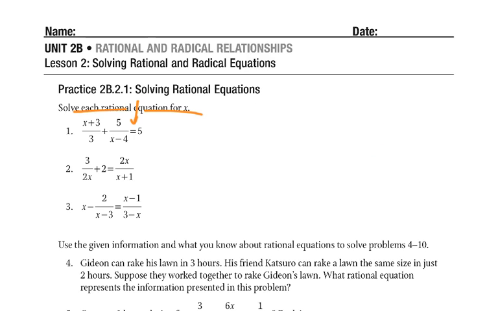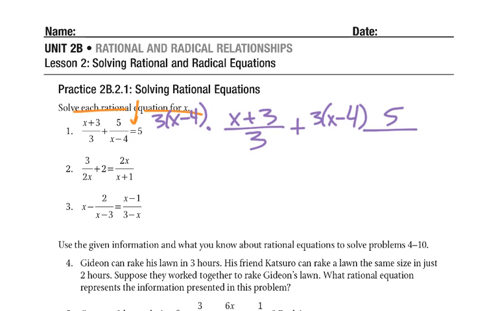Let me give myself a little more space. So I have x plus 3 over 3. So I'm going to multiply by 3 times x minus 4. Then plus, I'm going to multiply 3 times x minus 4 by my 5 over x minus 4, equals 5 times 3 times x minus 4. So the 3's cancel, and I've got x minus 4 times x plus 3.